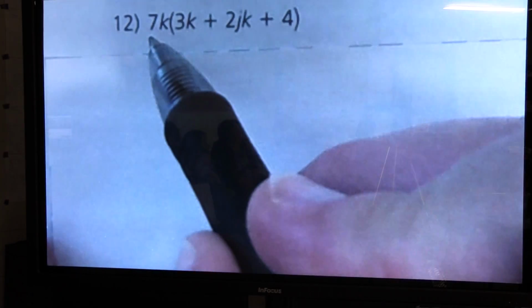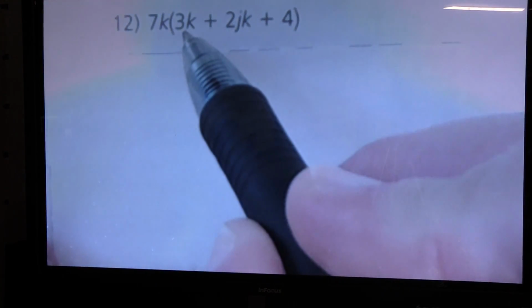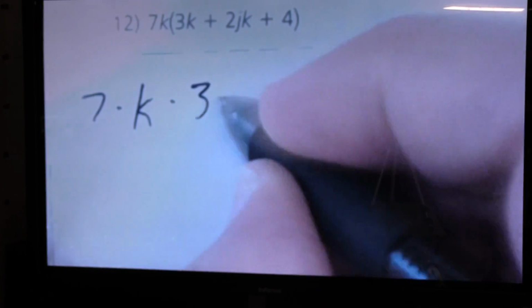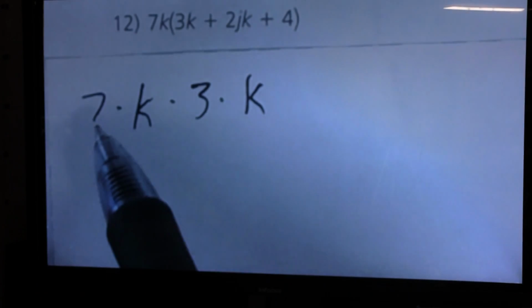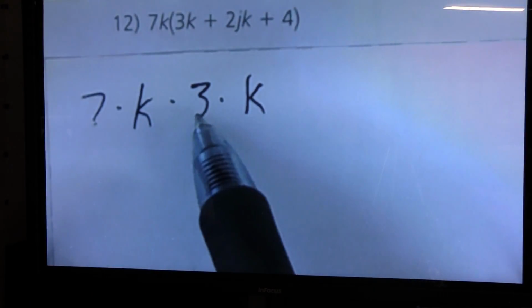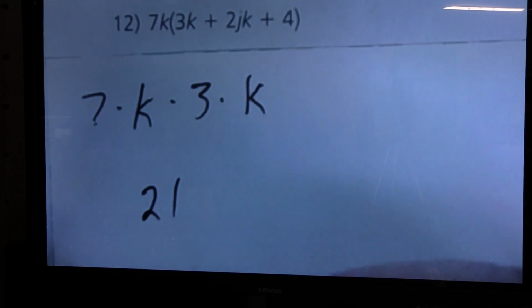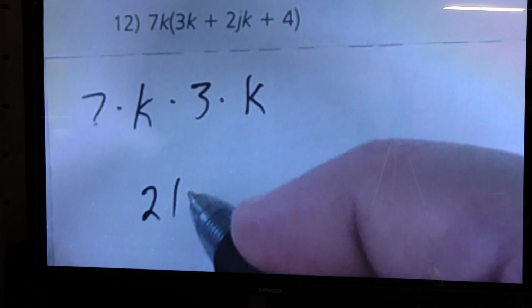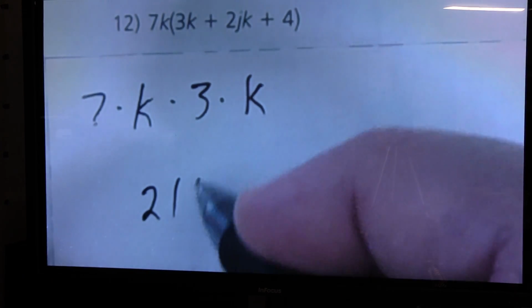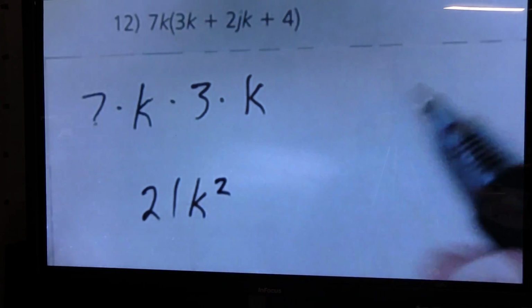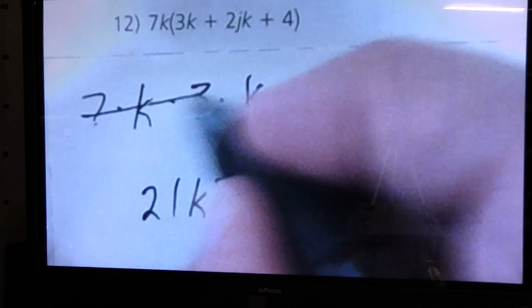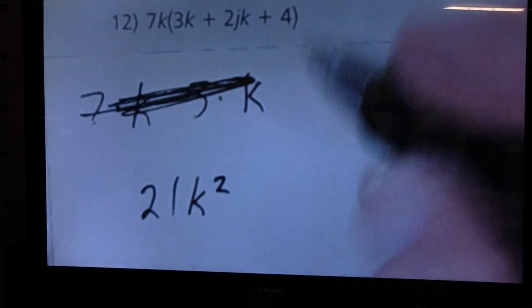So here I have 7k times 3k. So essentially that's like 7 times k times 3 times k. And if I have 7 times 3, that's going to be 21, and k times k is k what, children? K squared. K squared, and 21 times k squared is 21k squared. Now, I'm just going to scratch that out so I can focus on here.